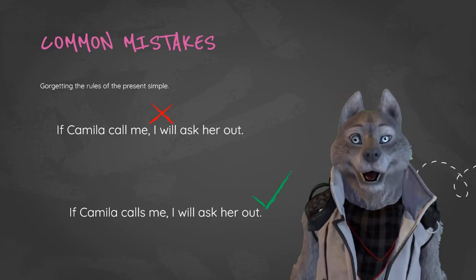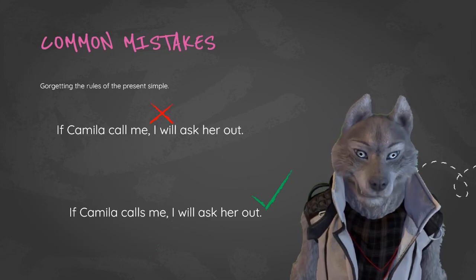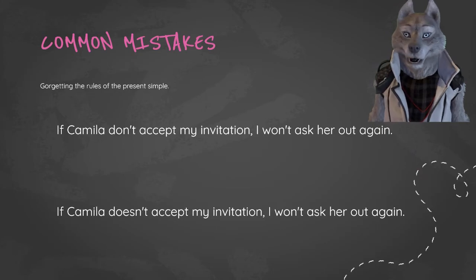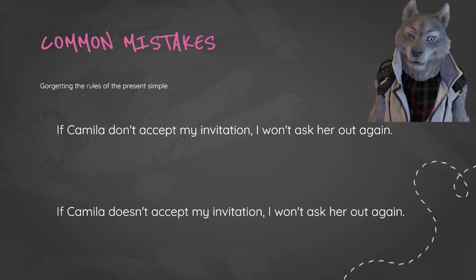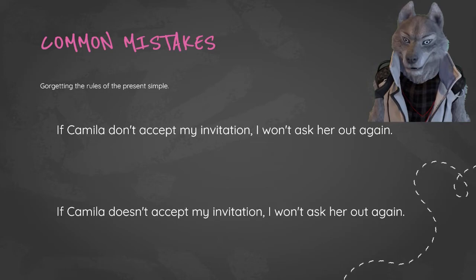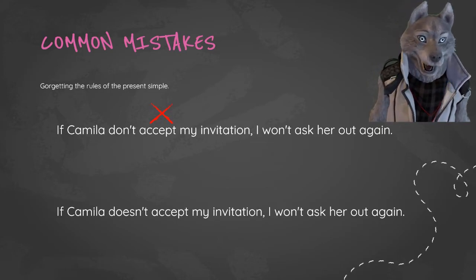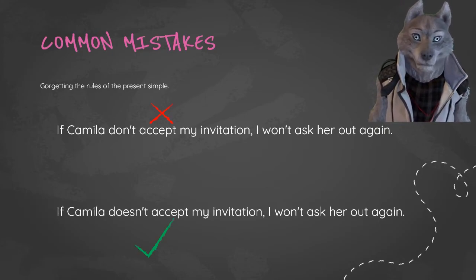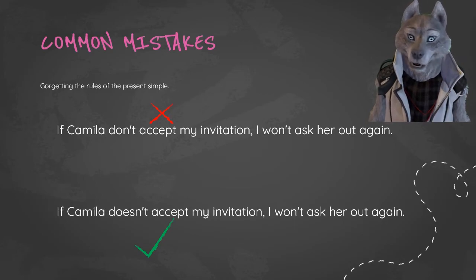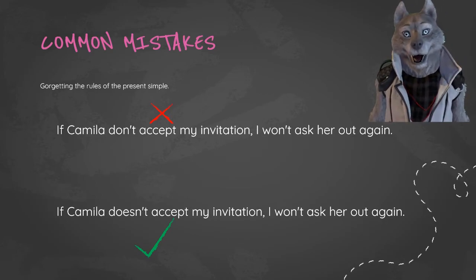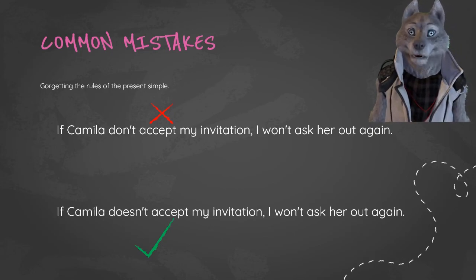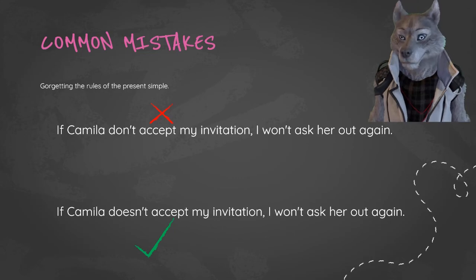Yeah. If you say the first one, I bet Camila is going to say no. But let's imagine Camila said no. Let's imagine the situation and let's create a conditional. If Camila don't accept my invitation, well, she didn't accept your invitation because your grammar is horrible. If Camila doesn't accept my invitation, you see? So we have to make sure we are using the correct auxiliaries and the correct conjugation of the verb. And that's it. That's the only thing that we have to keep in mind in case of mistakes.